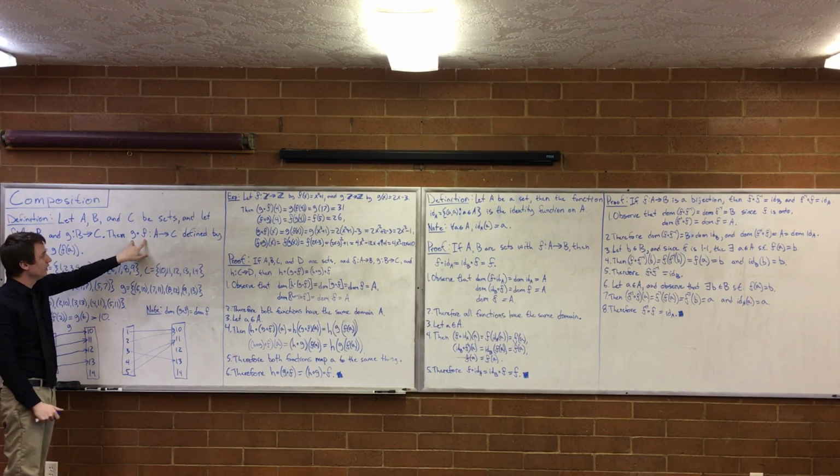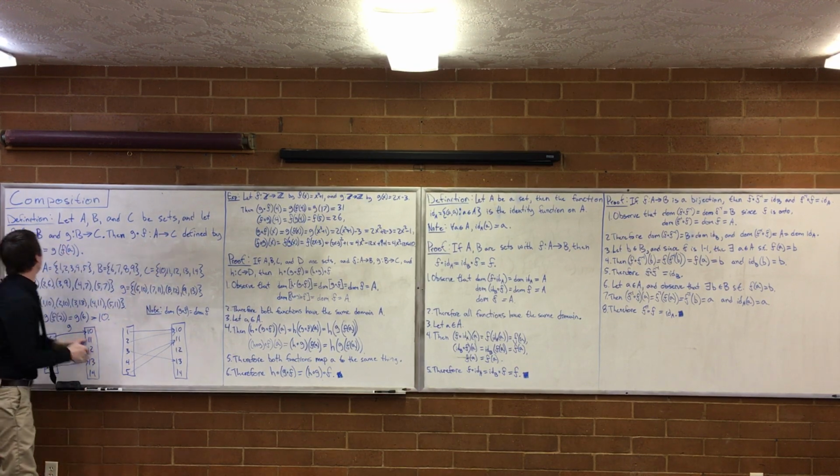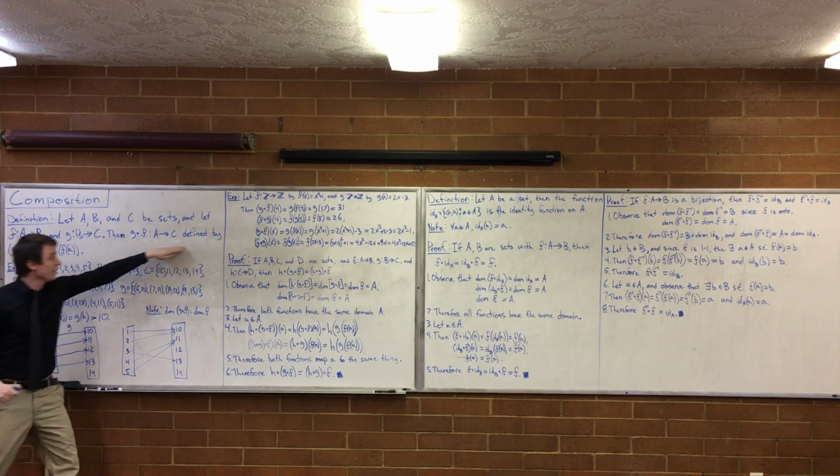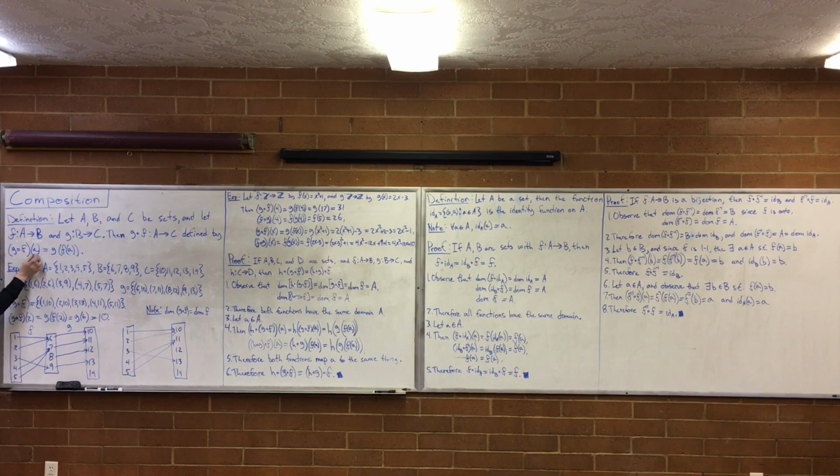G composed with f is a function from A to C, from f's domain to g's image, or a subset of g's image. And it's defined by (g∘f)(a) = g(f(a)). That makes sense? Because of how I read this, it comes out the same way, because I'm reading the same thing. G composed with f of a is just g of f of a.